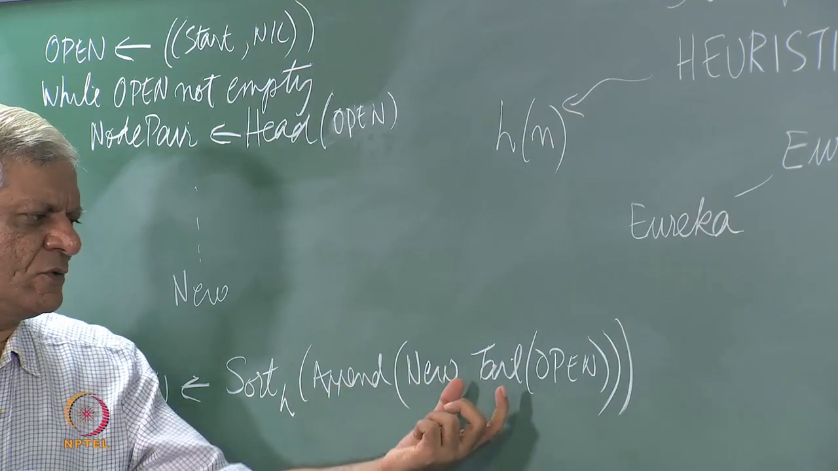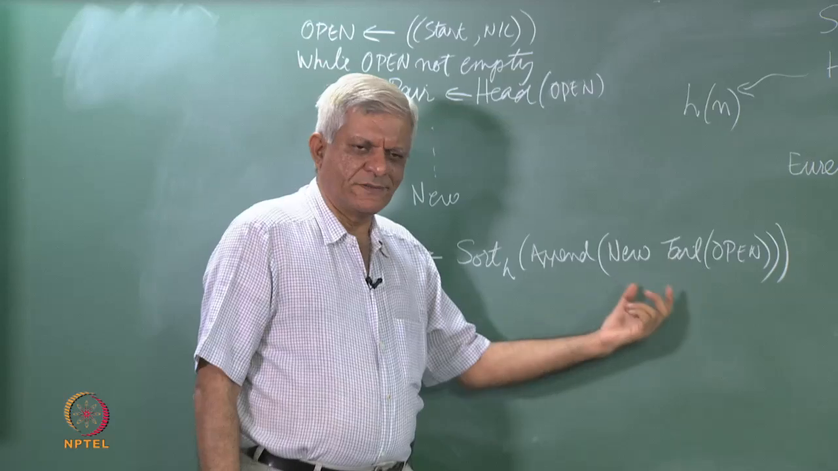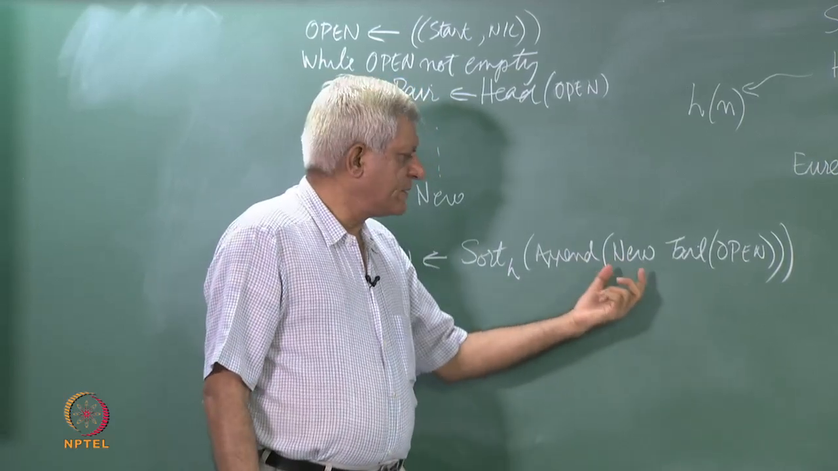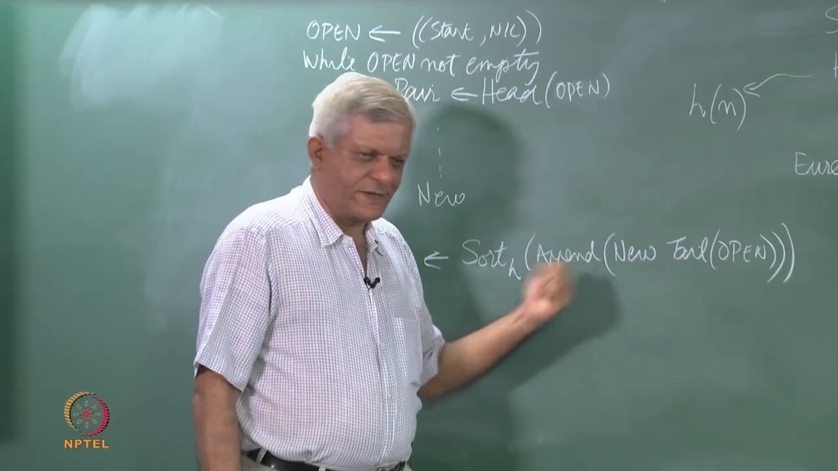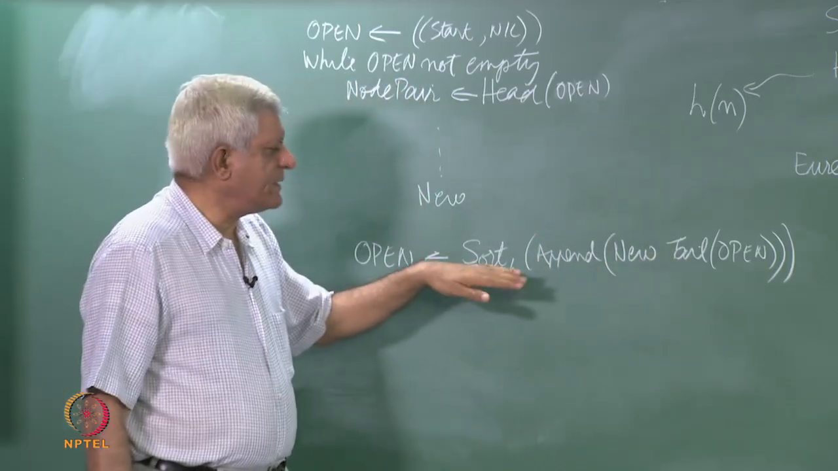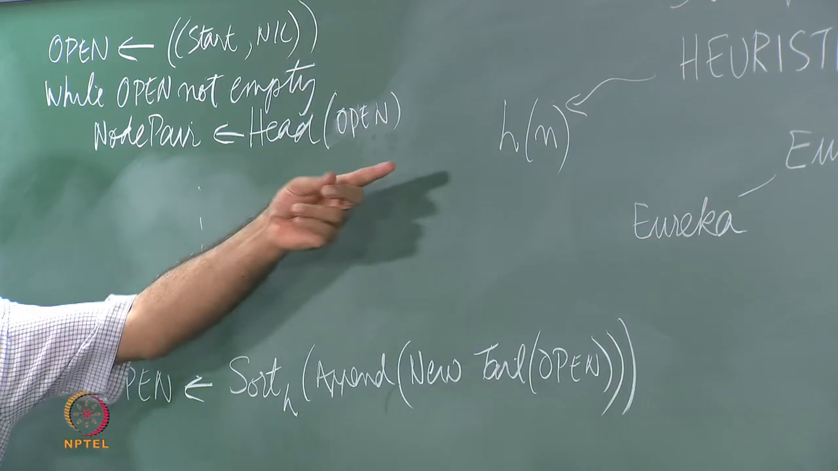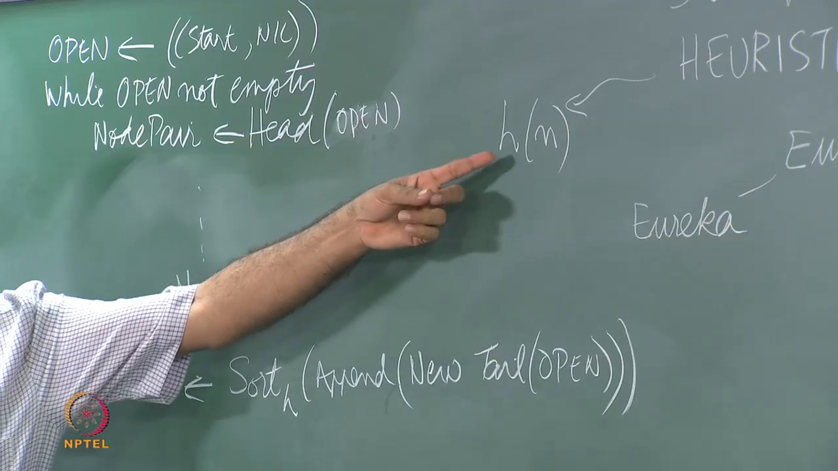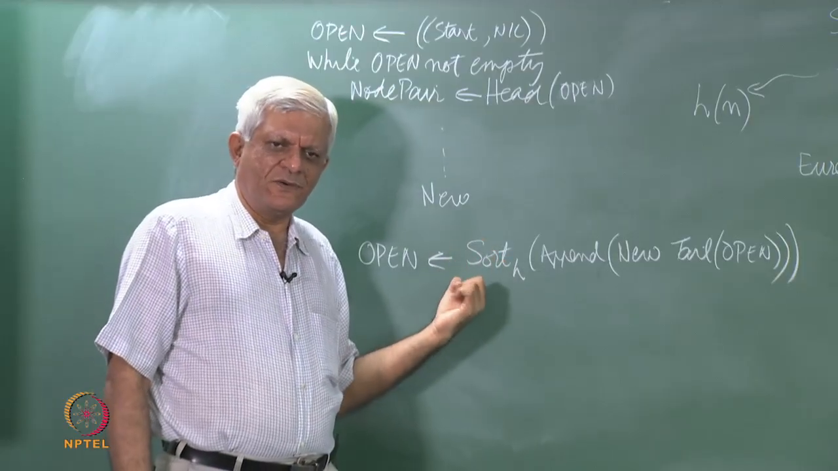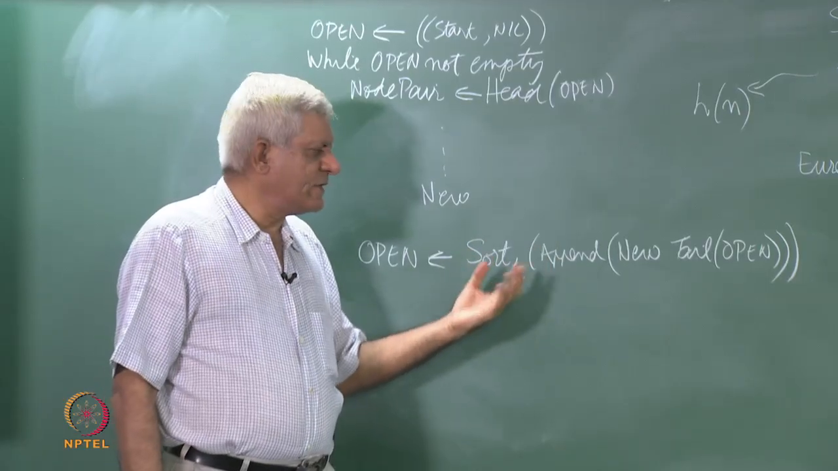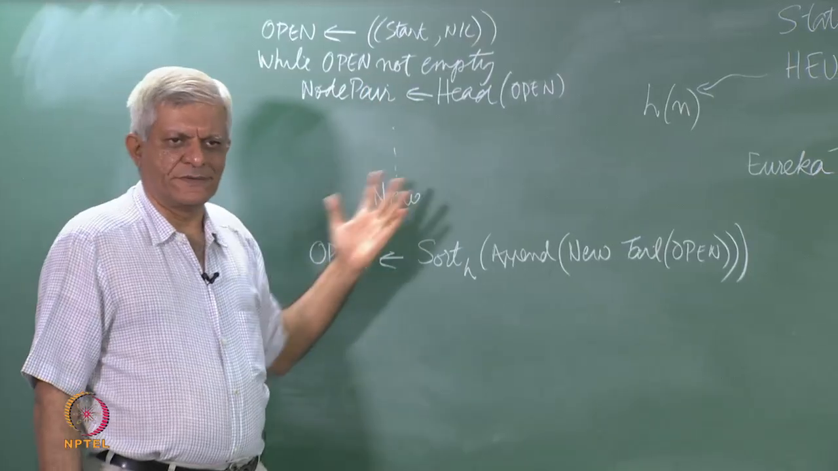If I say append new tail of open, that part is like depth first search, where new is added at the head. Append takes this list and concatenates it with this list. But now I am saying, after you have appended the two lists, sort them on the h value. The h value is the value of the heuristic function of the node, which simply means that the best h value will come to the head of the list. We are still talking about it as a list, and the same algorithm will pick from the head of the list.